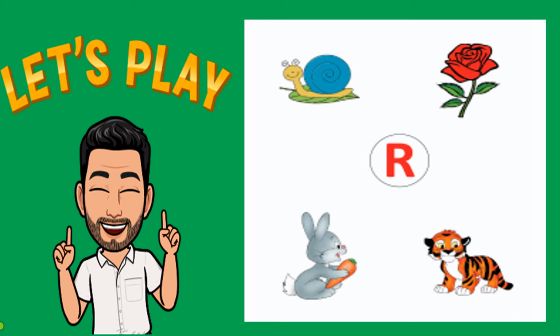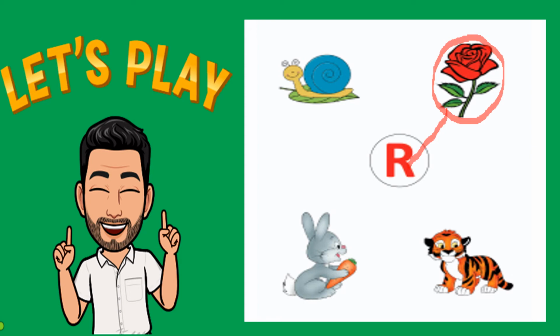What is the first picture that you can see? Yes, that is a snail. And the snail begins with the R sound? No, right? Let us move to the next picture. That is a rose. Does rose begin with the R sound? Yes. Let us circle the picture and let us match it to the letter R.